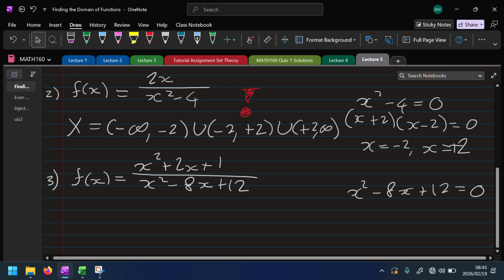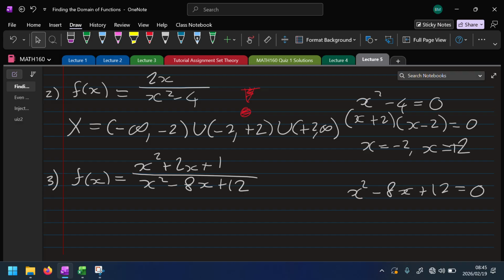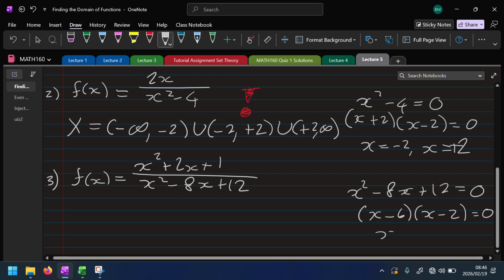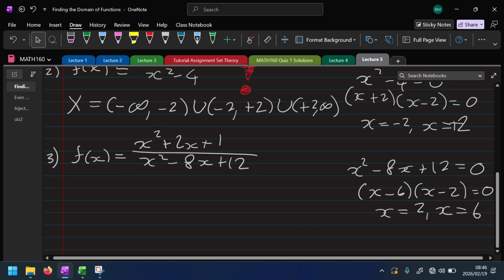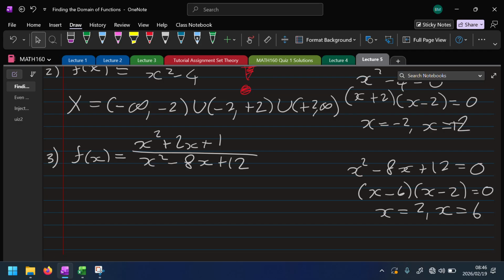Okay, so we want to factor it. What are the roots? Oh, what is it? 6 and 2. Good. So we got 2 and 6. That's going to cause us problems. So same as before, when we had the minus 2 and 2, everything is fine up to 2. At 2, there's a problem. Between 2 and 6, everything's fine. At 6, there's a problem. After 6, everything's fine. So we need to remove 2 and we need to remove 6.